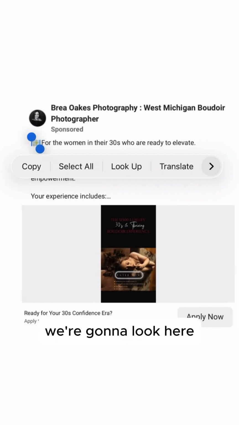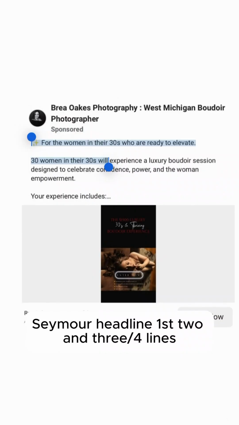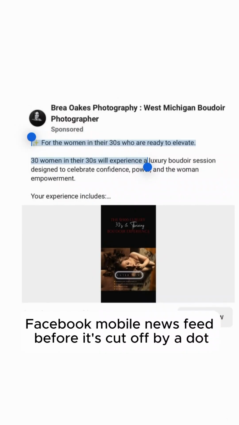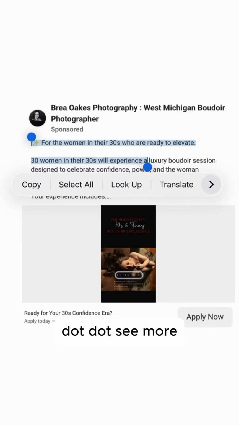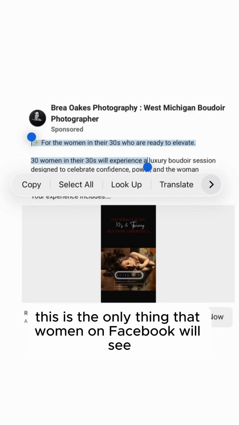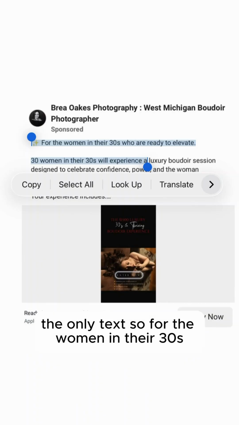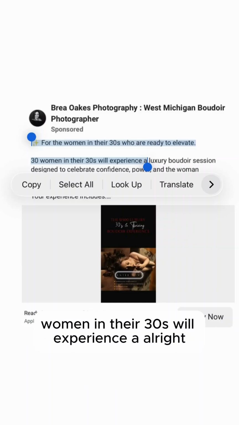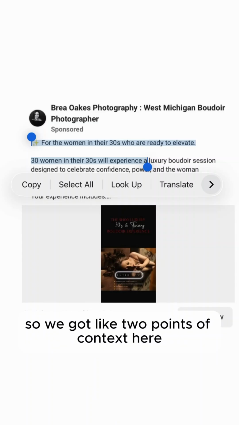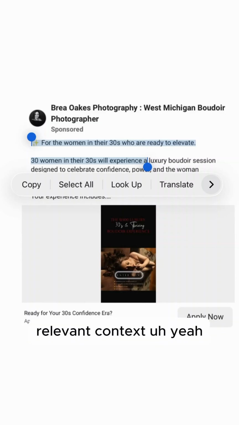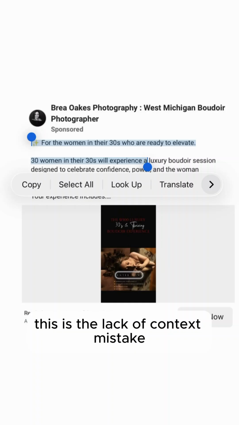Finally, we're going to look here, the see more headline, the first 2 3/4 lines on the Facebook mobile newsfeed before it's cut off by a "See more." This is the only thing that women on Facebook will see, the only text. So for the women in their 30s who are ready to elevate, 30 women in their 30s will experience A. All right, so we got like 2 points of relevant context here. Yeah, this is the lack of context mistake.